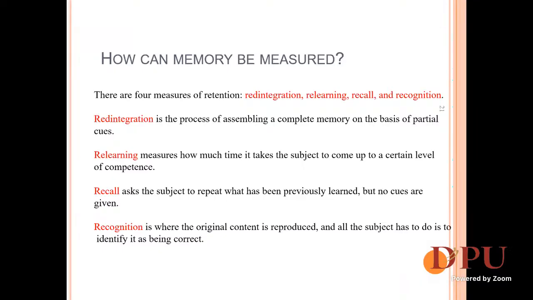And the last one is called recognition. There is no clue, no partial clue, no competency level yet. You have to reproduce something. I will show you some content, and you have to identify it. Your subject is trying to correctly identify the reproduced one. So that is called recognition.